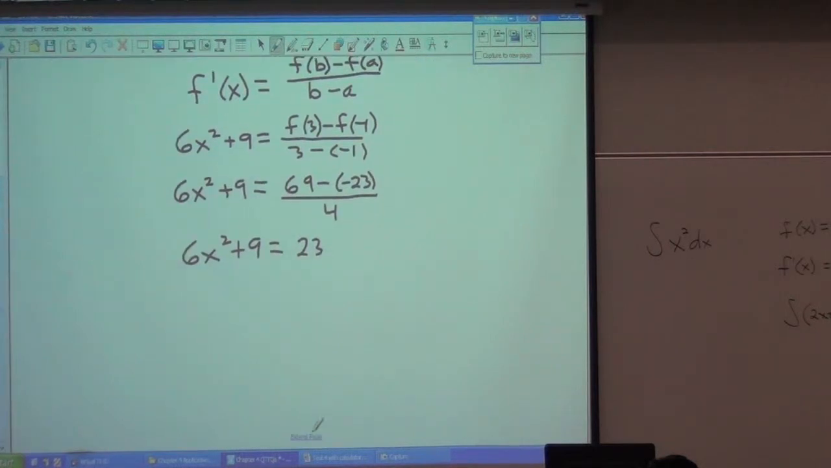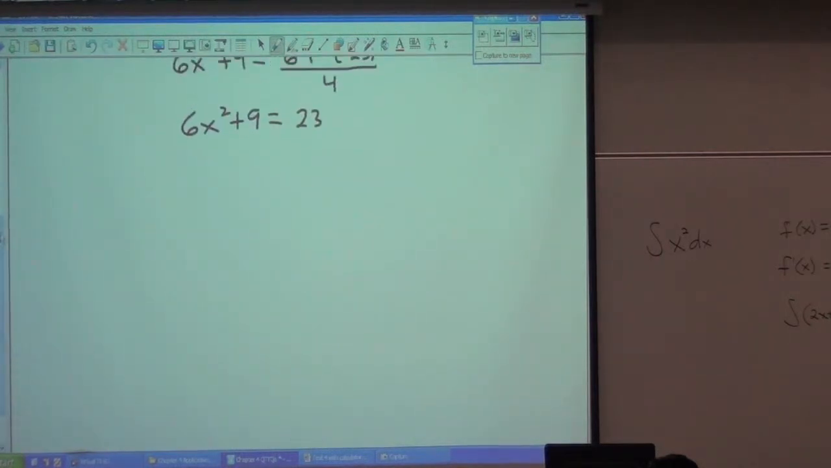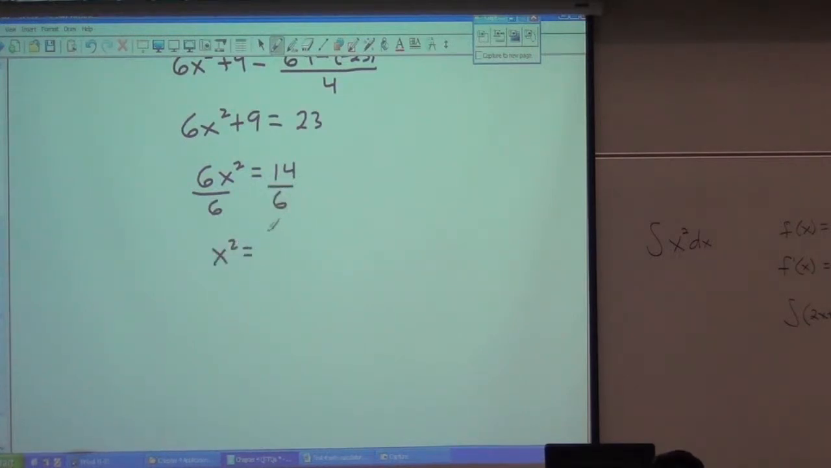So subtract 9 from both sides, and 6x squared would equal 14. Divide by 6, x squared would be 7/3. Take the square root of both sides. X is plus or minus the square root of 7 over the square root of 3. If we rationalize that by multiplying by the square root of 3, top and bottom, we get the square root of 21 over 3.